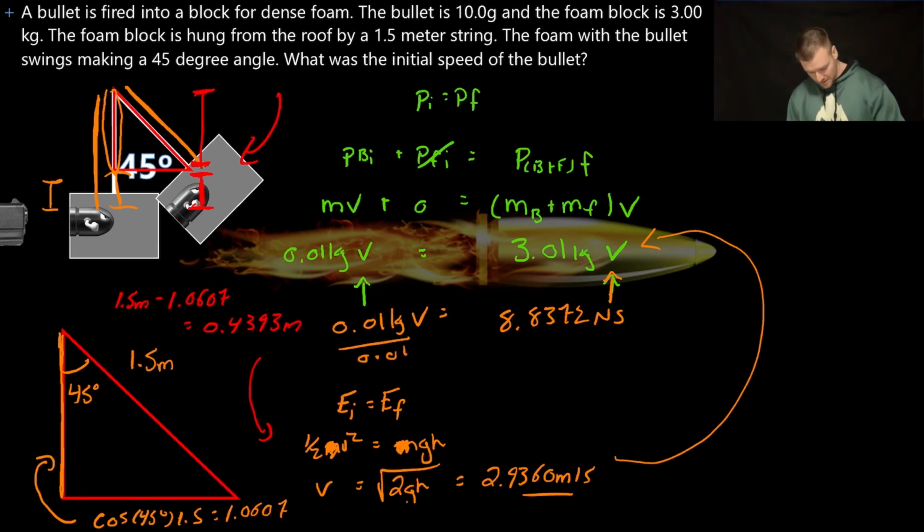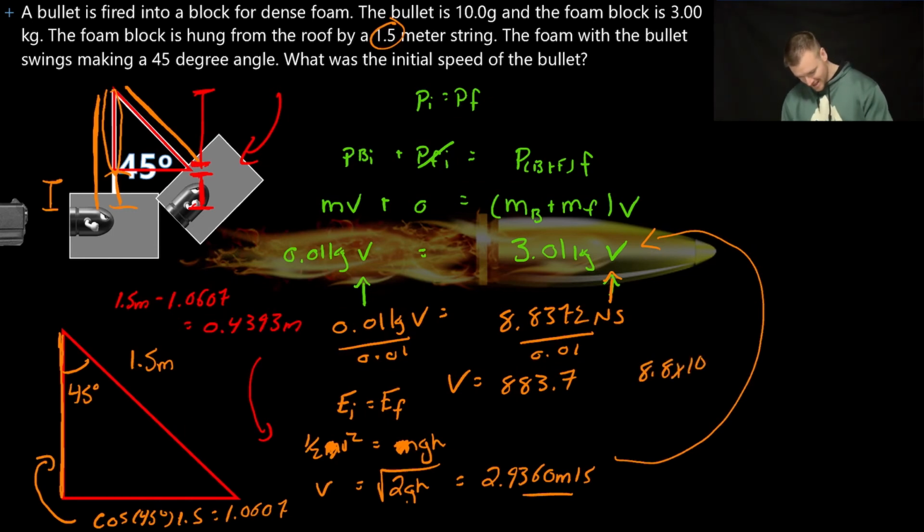Let's just divide by the 0.01 on both sides, and we get a number for the velocity. Sorry, this looks a little bit messy now. Velocity is equal to our rounded number to 2 digits. Actually, let's start with the unrounded, 883.7. We need to round to just 2 digits because there's the 1.5 meter string there. Meant to give 3, but that's all right. We'll round this to 8.8 times 10 to the 2 meters per second. And that is the velocity of the bullet.